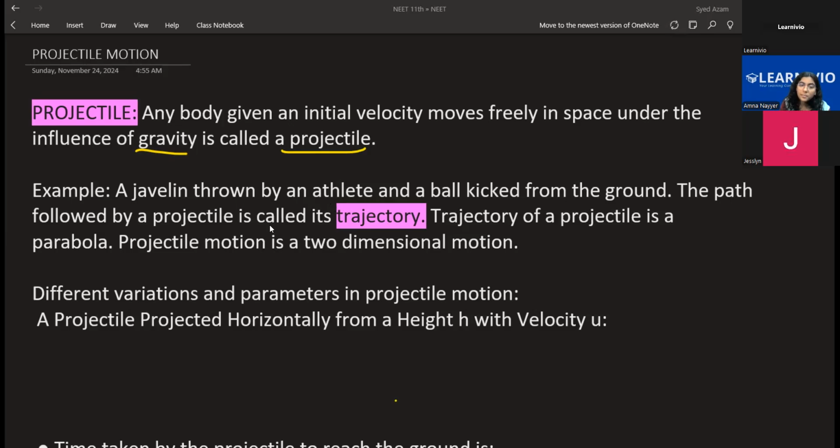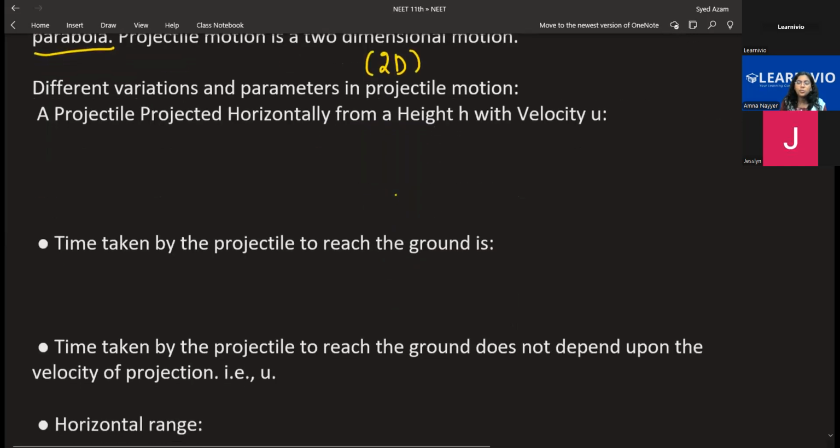The path followed by a projectile is called its trajectory. Trajectory has different equations, and the trajectory of a projectile is a parabola. This is important. And projectile is a two-dimensional motion. In one-dimensional motion, we have motion in a straight line, which we have completed. Projectile motion is basically a two-dimensional motion.